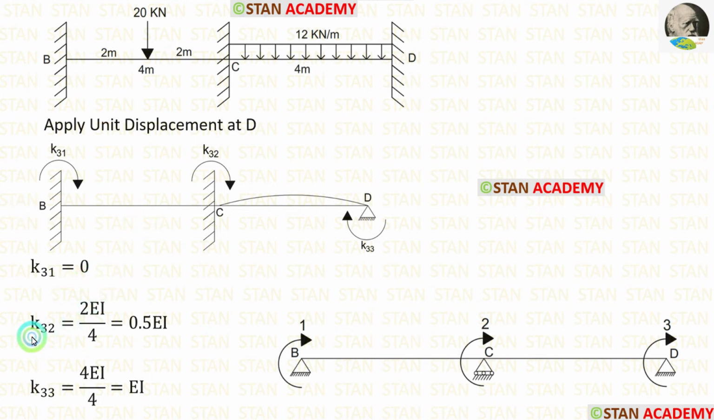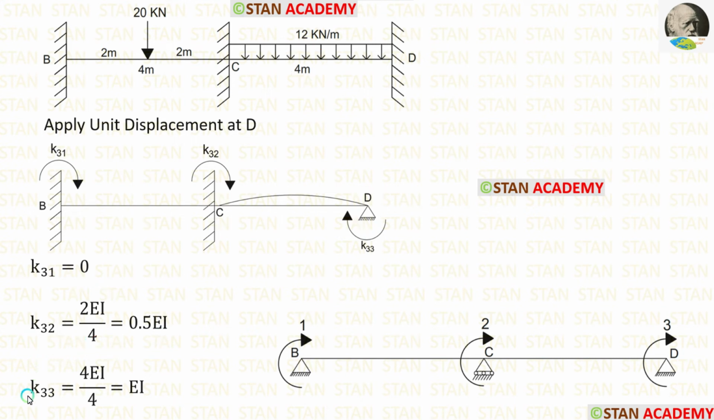Now let us calculate K32. For that, from the point C, we have to look on both the sides. On the left side, there is no slope curve. On the right side, there is a hinged support. If the far end is hinged, the formula for stiffness is 2EI upon L. Length of CD is 4. Let us apply that. Finally, for K32, we are getting 0.5 EI.